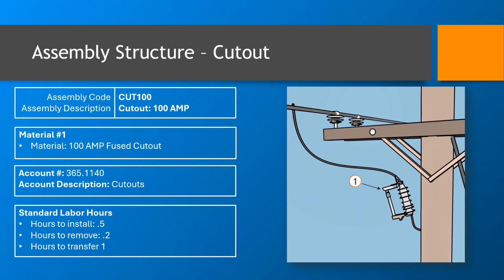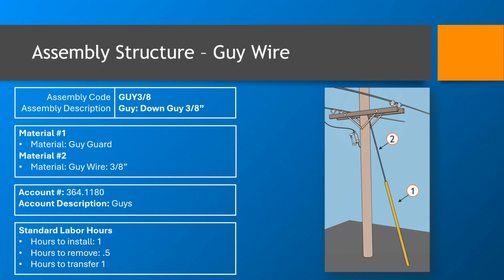A third assembly, one for a guy wire, with the assembly code of guy 3/8 and an assembly description of guy down guy 3/8. This assembly has multiple materials on it as well, one for the guy guard and another for the guy wire of 3/8. Assemblies can have multiple materials as well as standard quantities for each of these materials. So for this assembly, there's always going to be the same amount of guy wire issued. Through the work order, you can always adjust this amount to issue less or more depending on what is physically used.